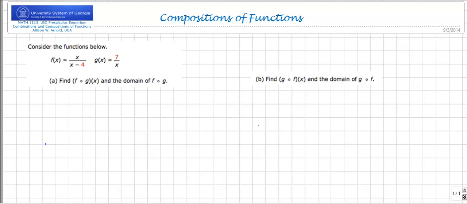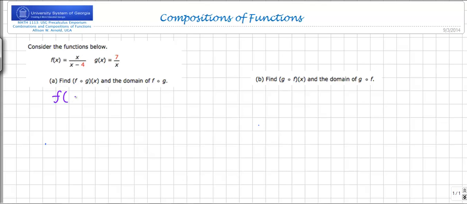Let's look at an example of compositions of functions where we're given two functions and asked to find a composition as well as its domain. So the question here is, consider the functions below. f of x equals x divided by x minus 4, and g of x is equal to 7 divided by x. Part A of our question says, find f composed with g of x and its domain.